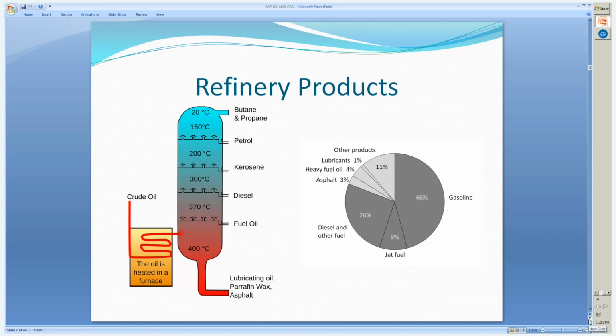Among the various products coming out of the refinery, 46% will be gasoline, and diesel and other fuels will be 26%. Jet fuel is the third largest component. Apart from this, you also have various other end products like lubricants, heavy fuel oil, and asphalt. But in majority, the main end products we'll get from the refinery in bulk, in large quantity, will be gasoline, jet fuel, and diesel.